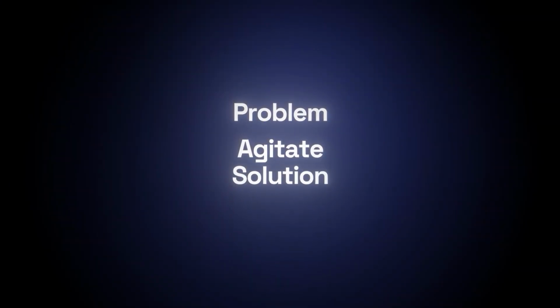Second is problem, agitate, solution. This is another copy framework that is golden for landing pages, especially if your product solves a clear problem, which most do, right? PAS works like this. Identify the visitor's problem, stir up the emotions or pain around that problem, empathetically, of course, then present your solution as the hero. It's storytelling in a 3-step format.